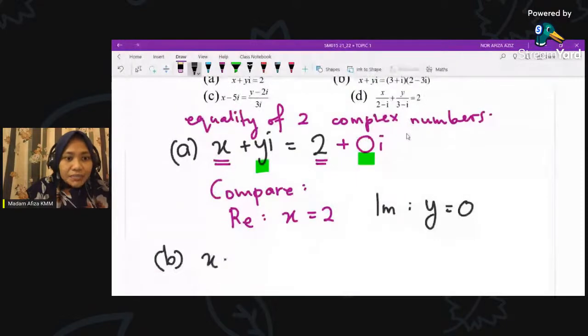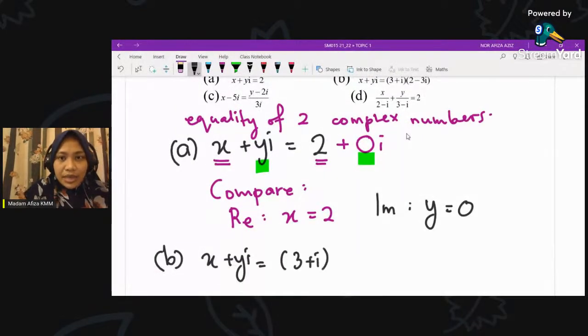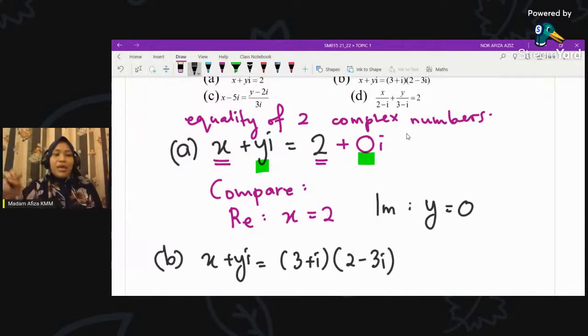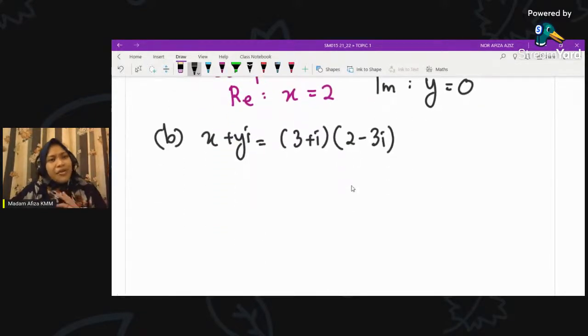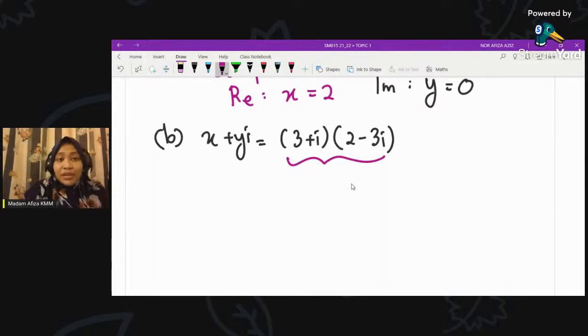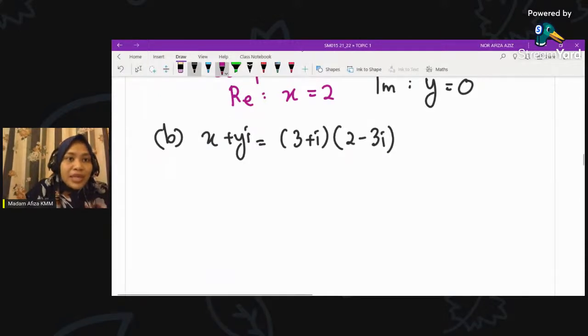I have x plus yi equals to 3 plus i multiplied by 2 minus 3i. Okay. So in this case, we cannot directly compare because on the right hand side, we need to simplify it first. We can see that here we have two brackets, meaning that we need to expand the brackets. So let us try expanding this bracket.